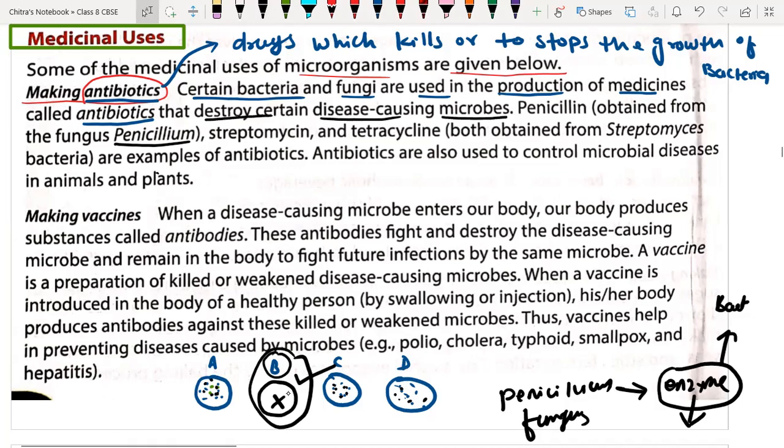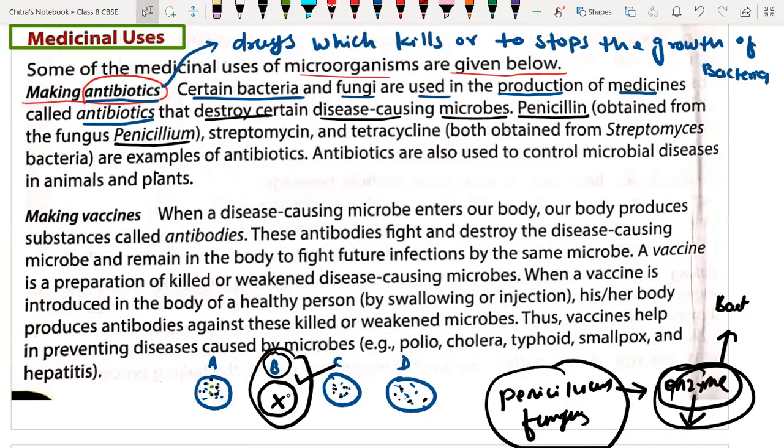Here we have penicillin. Penicillin is the name of the enzyme secreted by the penicillium fungus, which is obtained from the fungus called penicillium. This is the penicillium fungus from which the penicillin enzyme is obtained, which is used as an antibiotic drug and can destroy different types of bacteria.